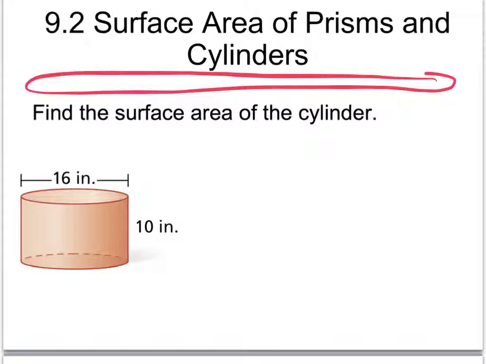Okay? Alright, finding the surface area of a cylinder. If you remember, the surface area is equal to 2 pi r squared plus 2 pi r times h. Again, we find 2 times the area of our base plus 2 times the circumference of the base times the height.